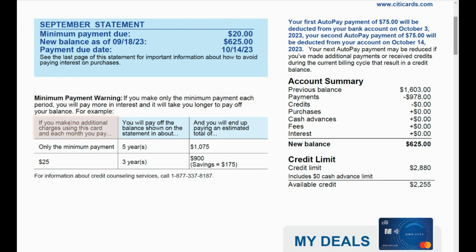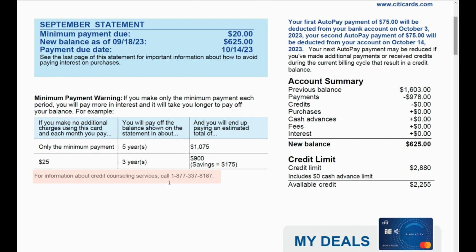For example, if you make no additional charges using this card and each month you pay only the minimum, you will pay off your balance in 5 years, and you will end up paying an estimated $1,075. Right below that, if you just pay the minimum of $20, you will pay it off in 5 years. But if you pay 25, which is an extra $5, you will pay off your balance in 3 years, and you will only pay $900, which is a savings of $175. And right below this table, for more information about credit counseling services, call this number.